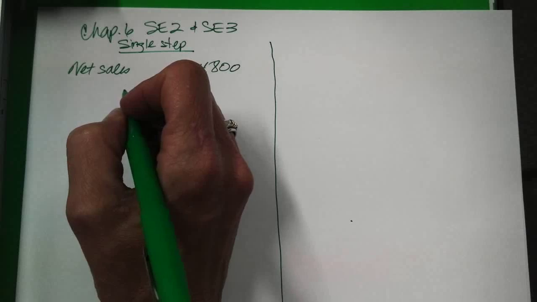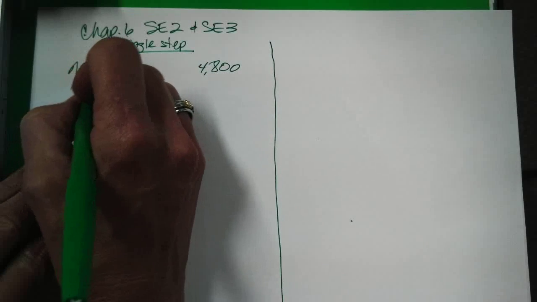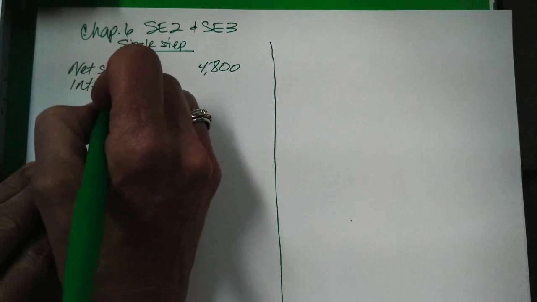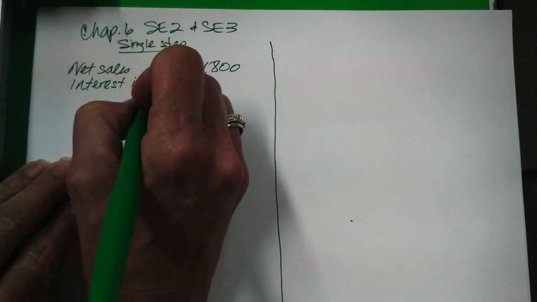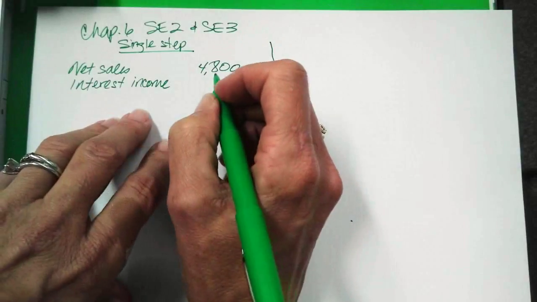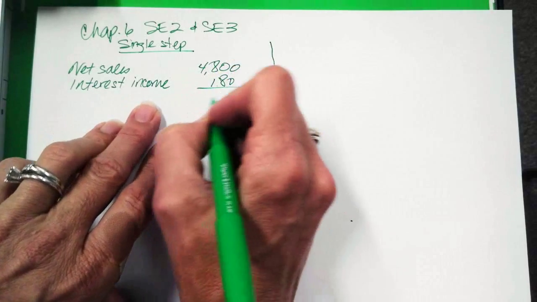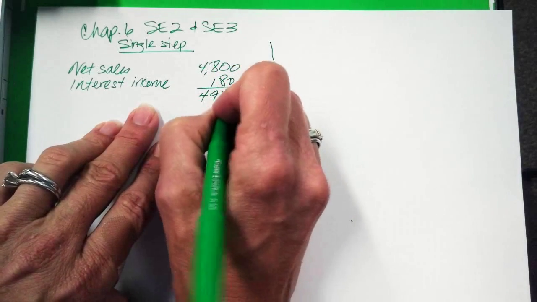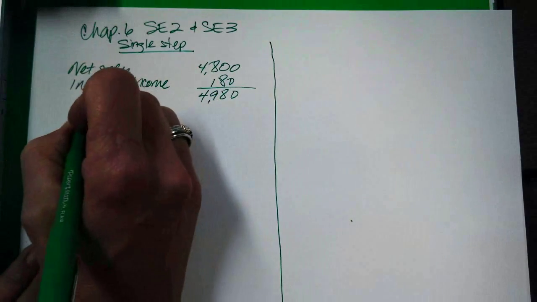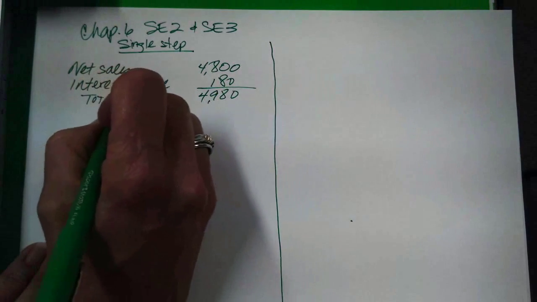Cost of goods sold, general expenses, interest income. I see interest income. In a single step, I bundle up all the revenues and I bundle up all the expenses. I don't care what order they're in. So there's total revenue.